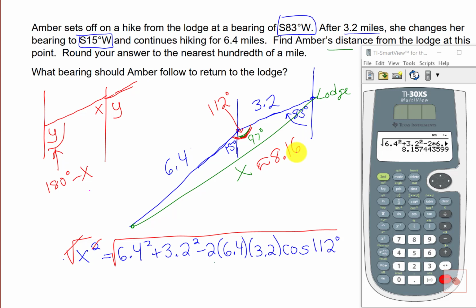8.16. All right, now the other thing we're supposed to find is the bearing to follow to return to the lodge. So we're right here, and if I make a north-south line, I want this green line going back to the lodge, and it's measured then off from north. It would be that angle right there.